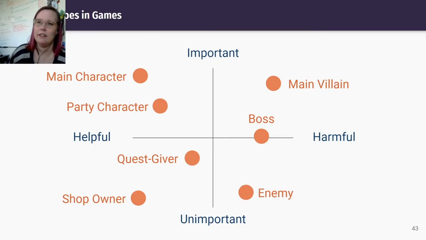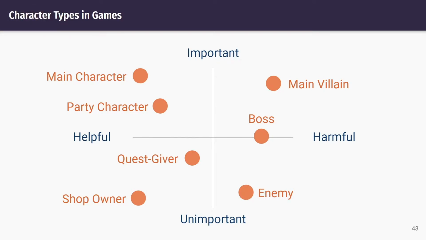So here is a way that we can start to structure some of these different characters depending on their roles. You can make a graph where the y-axis is labeled important at the top and unimportant at the bottom. So there's an axis of importance, and then on the x-axis it's helpful on the left and harmful on the right. So there's an axis of helpfulness. This creates a field with four spaces: the important and helpful characters, the unimportant and helpful characters, important and harmful characters, and unimportant and harmful characters.